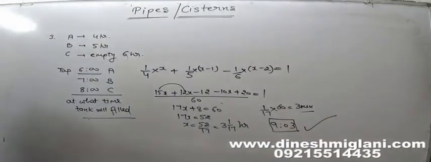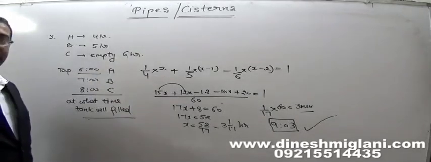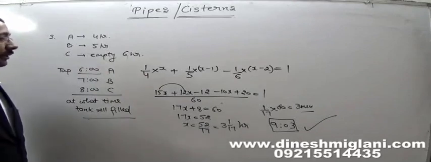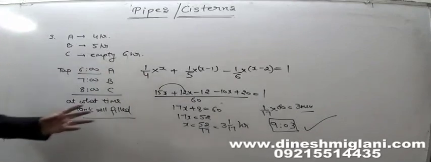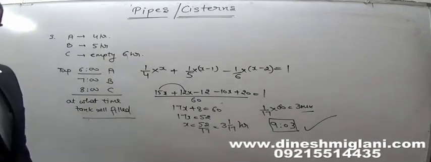So here what we can say, first of all, you take the total time taken by them to fill the tank as x hours, right? On that basis, A has filled x by 4 part, B has filled x minus 1 by 5, and C has emptied x minus 2 by 6, right? And total work done by them is equal to 1. After solving this, I can find the value of x, right? On that basis, my answer is 52 by 17, or we can say 3 and 1 by 17, and our answer would be 9:03. Okay, let's have the next variety of question here.